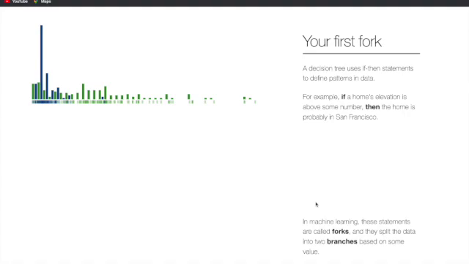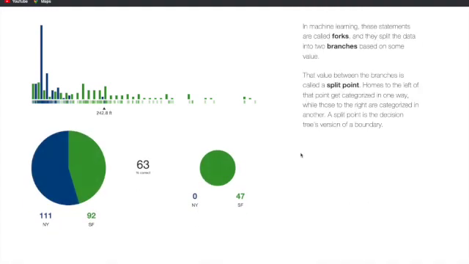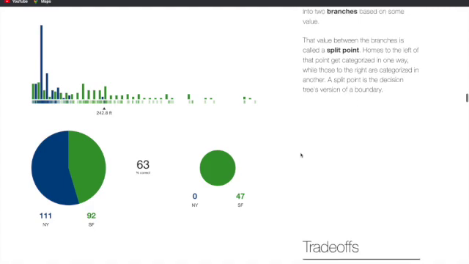A decision tree uses if-then statements to identify patterns in the data. For example, if a home's elevation is above some number, then the home is probably in San Francisco. So it's a basic simple if and else condition. The value between the branches is called a split point. Homes to the left of that point get categorized in one way, while those to the right are categorized in another way. A split point is the decision tree's version of boundaries.